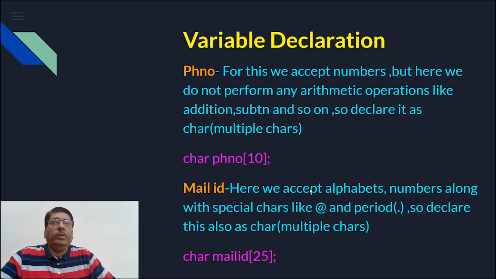And then followed by mail ID. In mail ID, you will accept again the alphabets, you may have numbers, you may have special characters like @ symbol and then period. So you can declare this also as character and you can specify the length of your choice. So that is going to be the maximum value that you can provide.